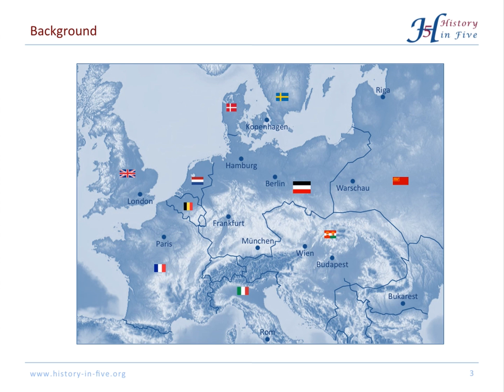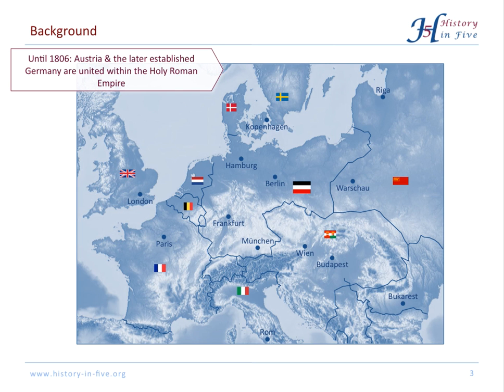To the background. Germany, or the later Germany, and Austria were united over centuries. They were both parts of the Holy Roman Empire. Furthermore, it is important to know that Hitler was not from Germany originally. He was born in Austria.